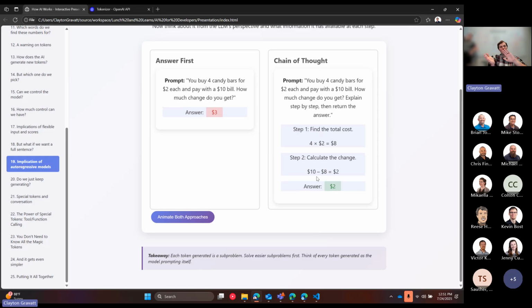And if you design your prompts in the right way, you can get the model to prompt itself to work slowly towards that right answer, as opposed to making that big jump to the right answer.